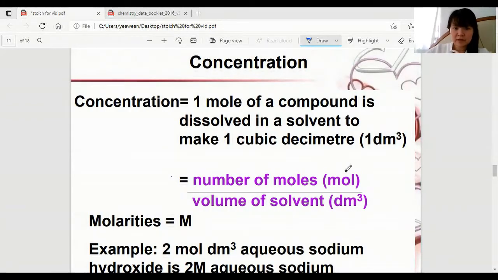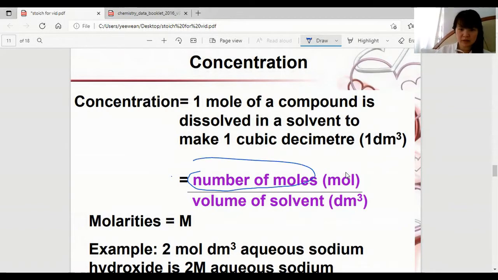This video is for the discussion of more questions on stoichiometry. Next, we'll discuss concentration. Concentration is usually presented in moles per dm³.